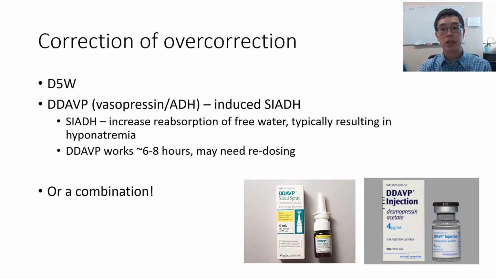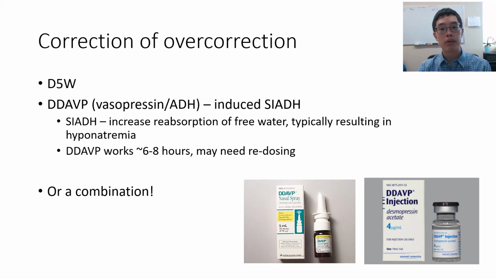Aside from giving the patient free water again to correct an overcorrection, we can also use DDAVP to essentially induce a state of SIADH. Remember that DDAVP is the same as ADH, or antidiuretic hormone, but it is also commonly used in the ICU as the drug vasopressin.